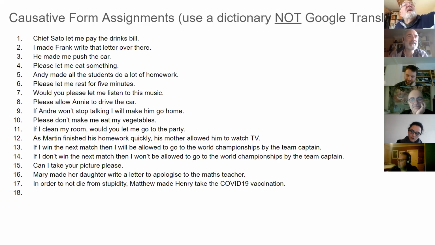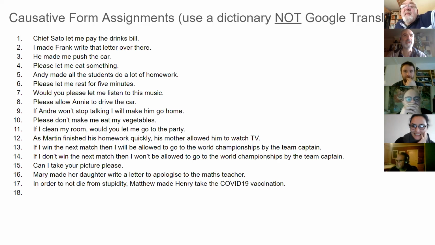Tatsi, how about number 5? If you don't know any vocabulary, just say and I'll tell you the vocabulary. I find it very difficult. Can I just listen? Yeah, sure. Actually, let's do this one together. So I'll give you the hard bits. Hang on a second. Let me just grab that slide. And he made all the students do a lot of homework.